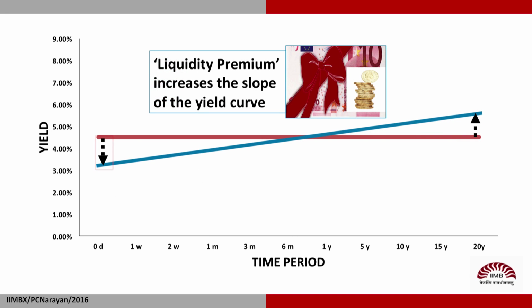Short-term liquidity, lower interest rates; long-term, higher interest rates. So the yield curve should be sloping upwards if liquidity premium theory was the only theory that was applicable.